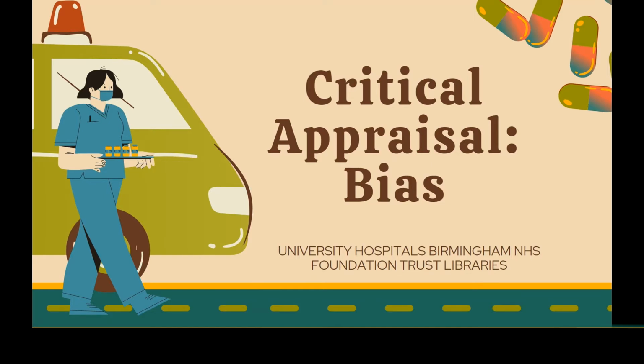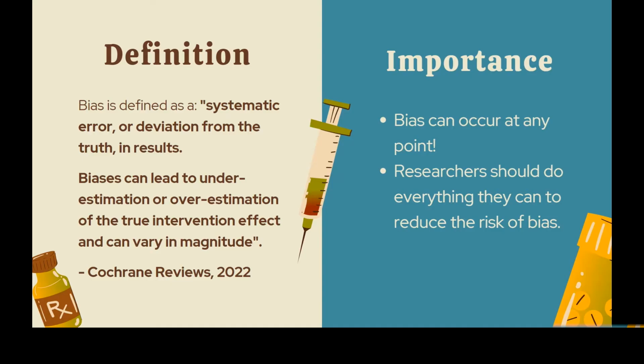In this video, we will look at different types of bias which can occur in the literature. This is not an exhaustive list, but we will cover bias which can appear in all kinds of literature and others which are more specific to certain types of research.